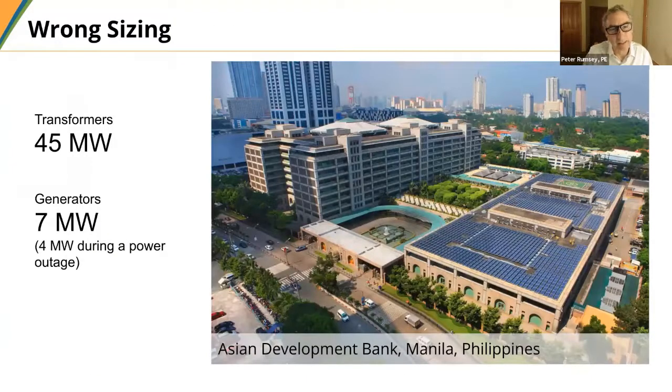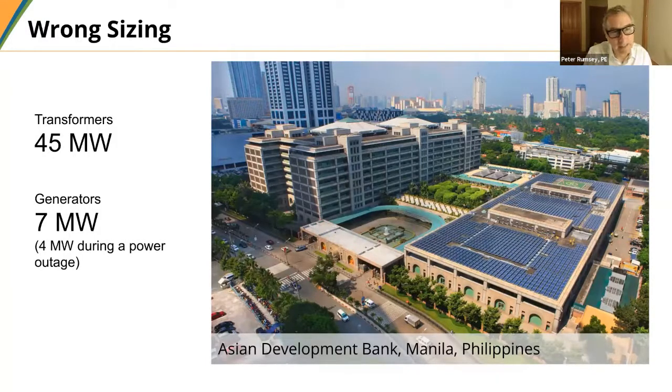I also worked on the Asian Development Bank in Manila, Philippines. At the time I was helping on this building, we were looking at saving energy. It was a 5-year-old building, relatively new, but it was using a lot of energy. And one thing that was so amazing is that the transformers for the building were 45 megawatts. This is a 1,000,000 square feet building.